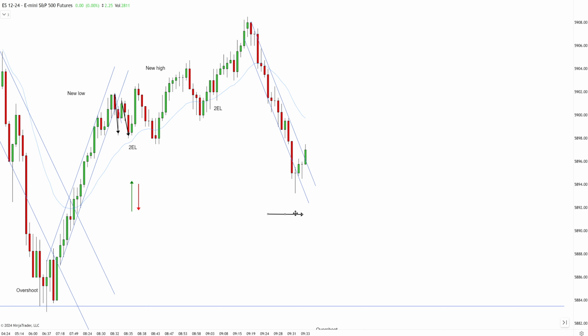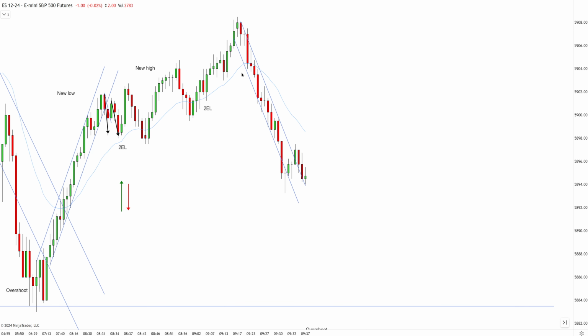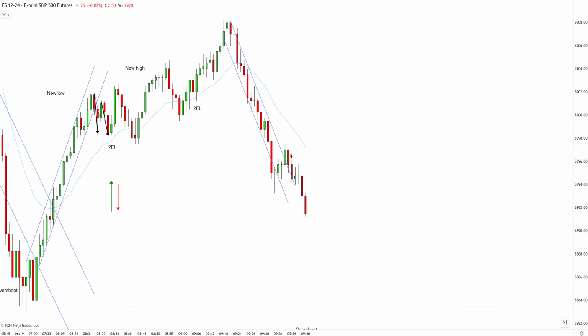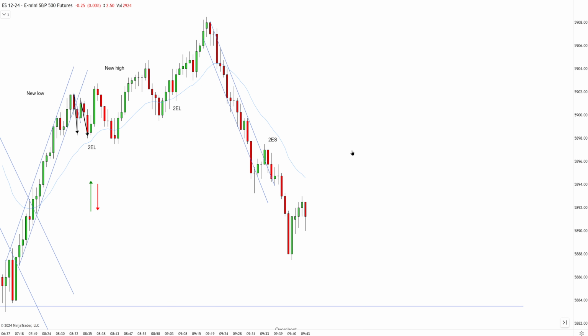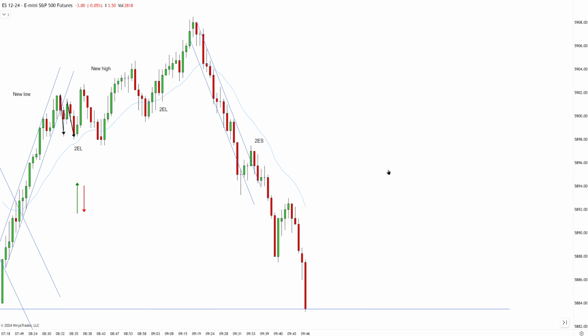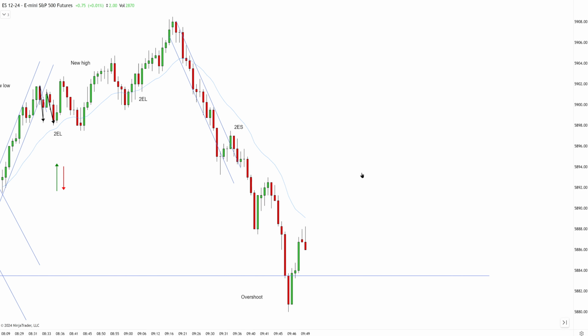So this is how I'm following price action, focusing on these moves. Second entry short here, but we're miles away from the EMA. I simply cannot take it. It worked here once, but next time it may fail. And we can see that the market continues to go lower.